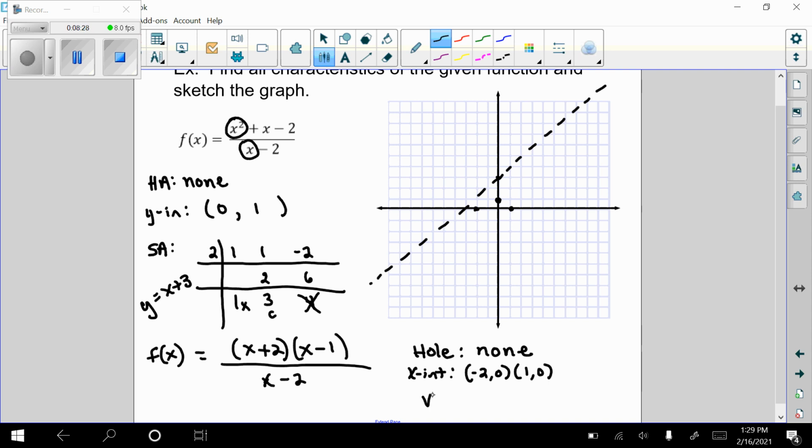My vertical asymptote comes from my denominator. And in this case, x can't be 2, so I have a vertical asymptote at x equals 2, which is going to be over here.